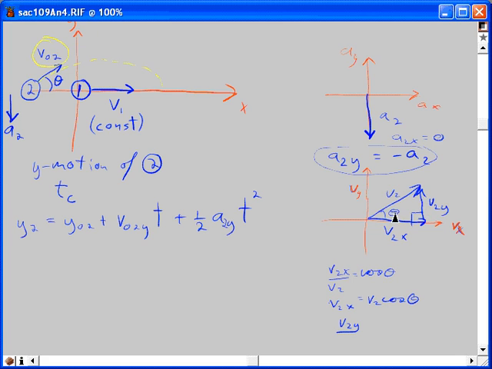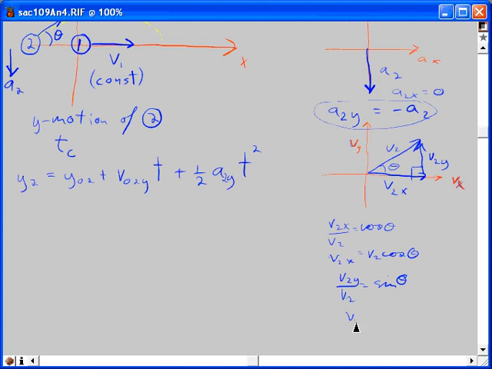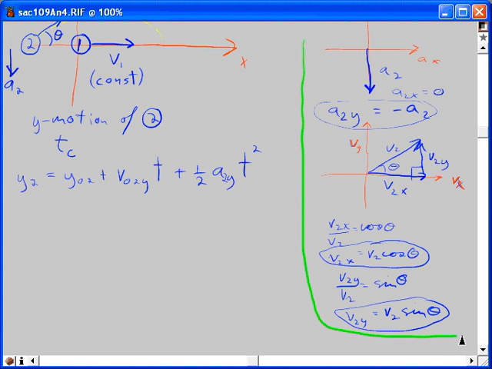V2y is the opposite to that angle, so V2y over V2 is opposite over hypotenuse, which is the sine of theta, or V2y, multiplying both sides by V2, is V2 sine of theta. I'm going to need that right away. I think I'll probably need that later, yeah, when we're talking about the x motion of particle number 2. So we did our vector component diagrams, which you're supposed to do whenever you're breaking up vectors.